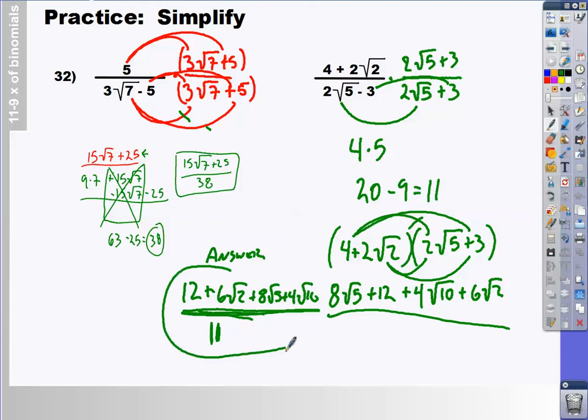Now this is an ugly, ugly answer, but that's the way it is. There's nothing more you can combine. There's nothing that you can cancel out.